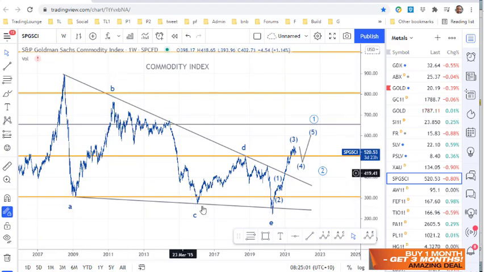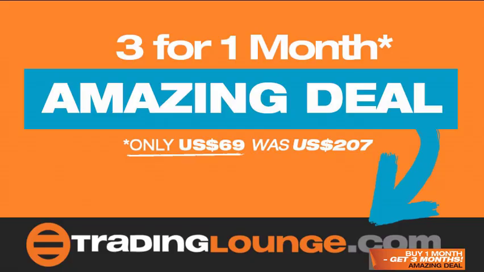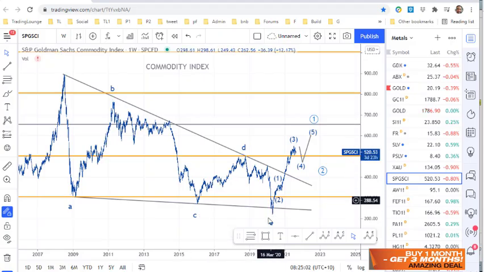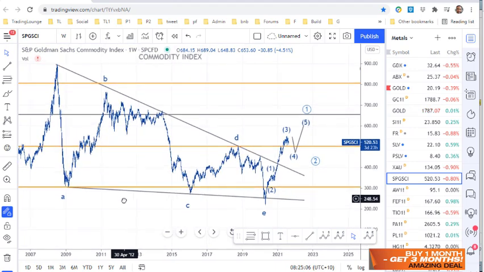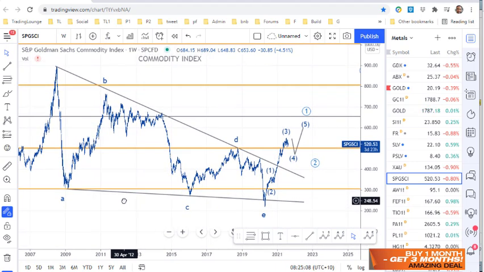I've got as an A, B, C, D, and E here. So as a triangle, descending triangle is a wave 4. Of course, that could be counted slightly differently as well, but I won't go into that.